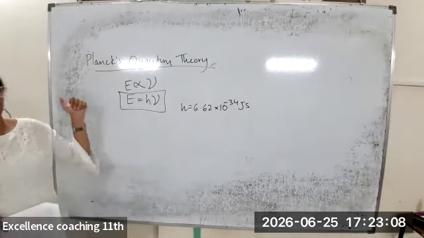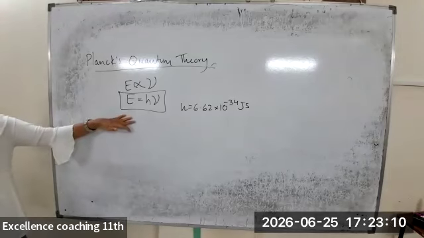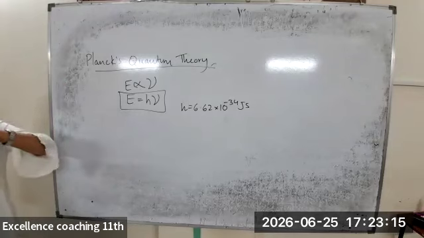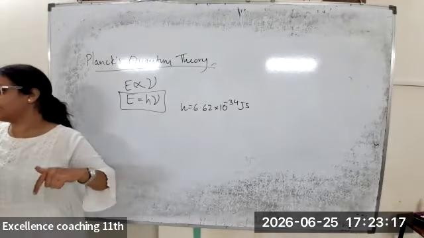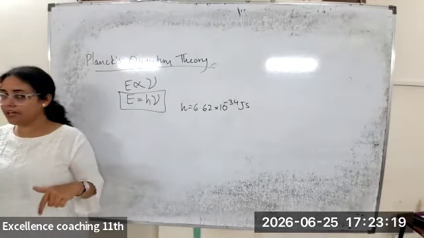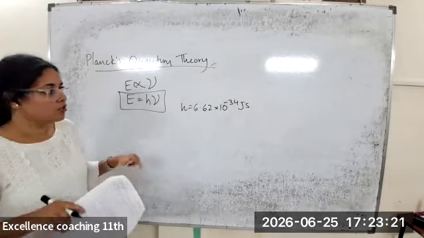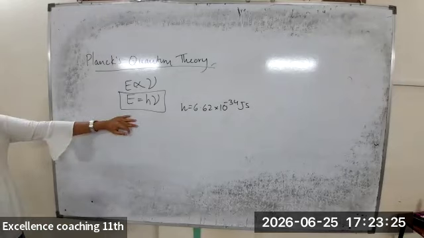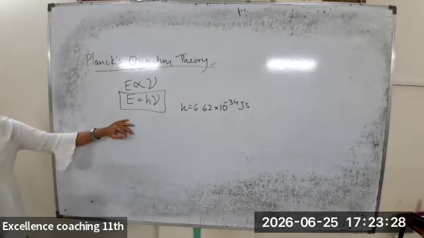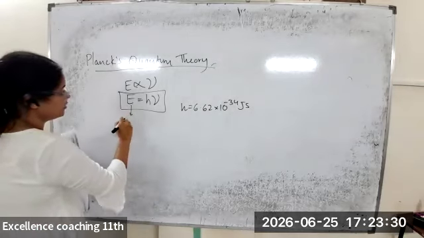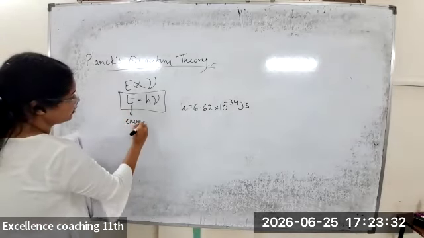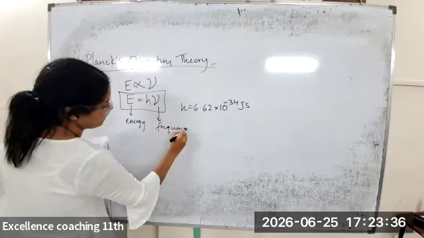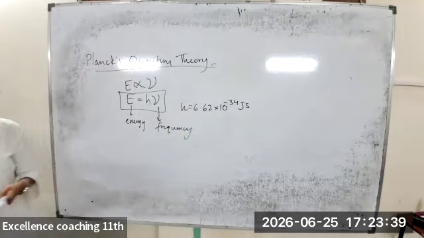So far, this is the third one. The first one is c is equal to lambda nu. The second one: wave number is inversely proportional to wavelength, so nu bar is equal to 1 upon lambda. And the third one is E is equal to h nu, where E is your energy and nu is your frequency.